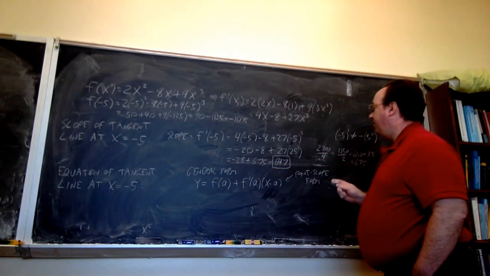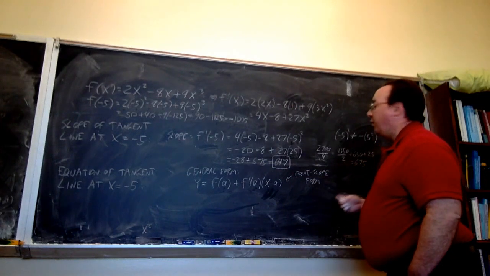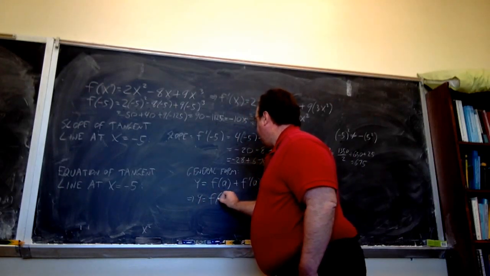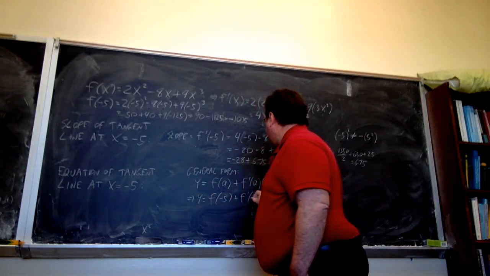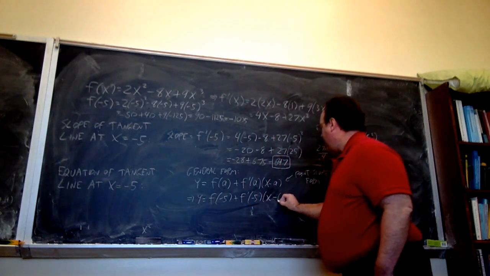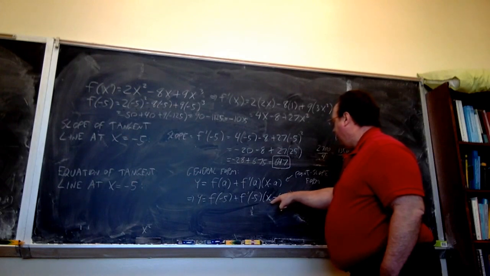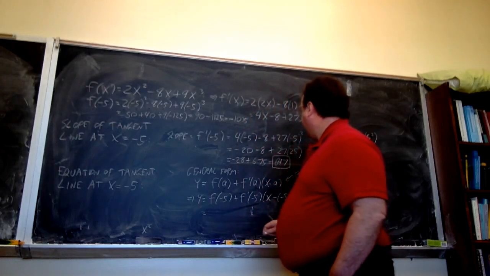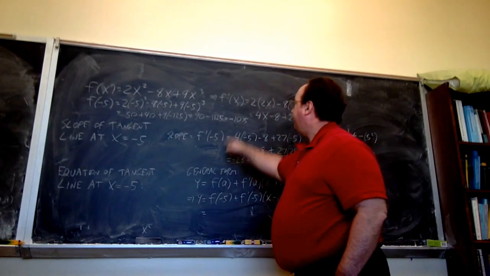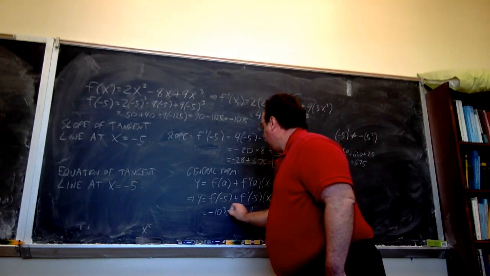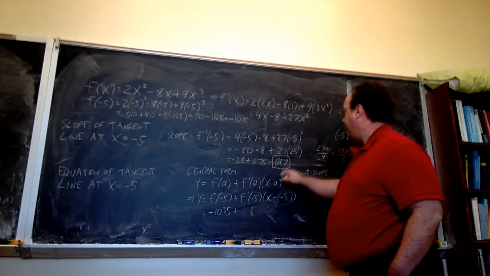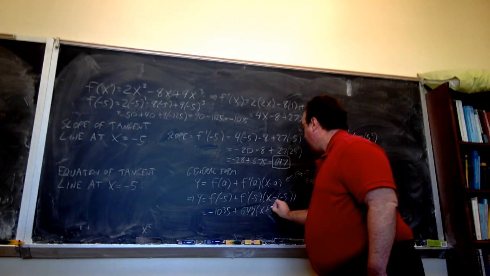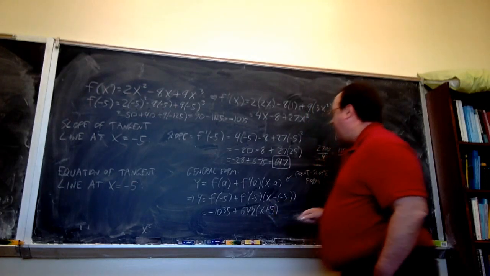Now I have all the information I need to come up with the equation of a tangent line. In this case I have y is equal to f of minus 5 plus f prime of minus 5 times x minus minus 5. When you're adding, minus minus makes a plus. So I have f of minus 5 is minus 1035, and then f prime of minus 5, that is my slope, 647, times x plus 5.